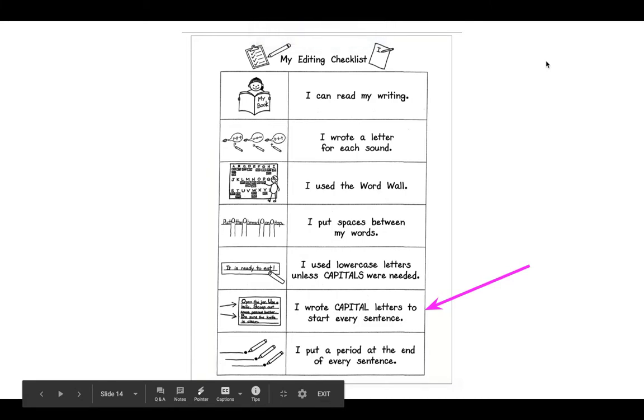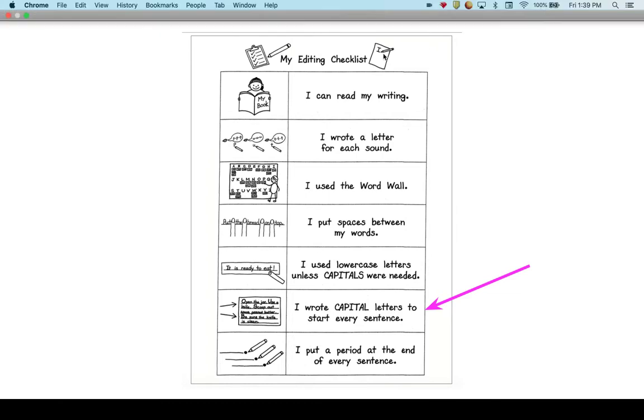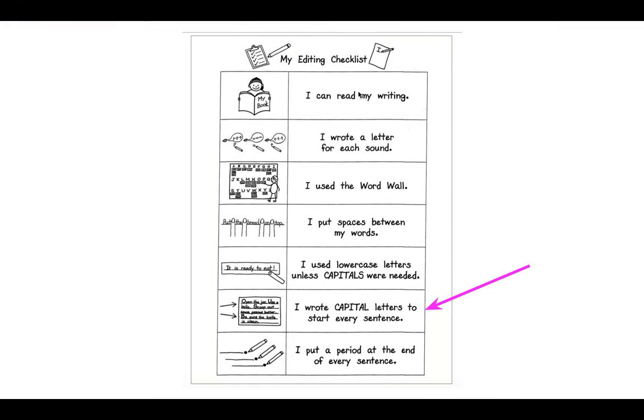Today, we're going to read some writing from a kindergartner in a different class named Troy Kwan. And we're going to help to make sure that he has a capital letter at the start of every sentence. So we're going to use this editing checklist to help the kindergartner Troy Kwan make sure that his writing is nice and complete.